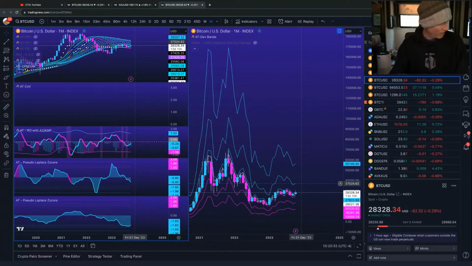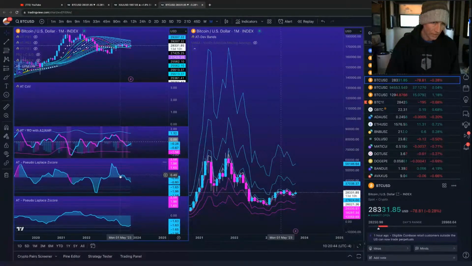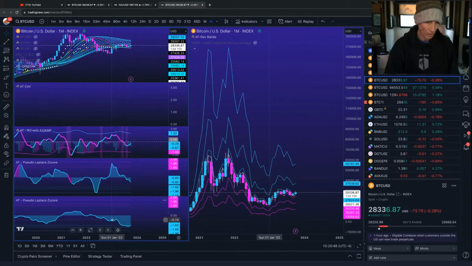Remember last time Bitcoin ran to 70, everybody's like, oh yeah, not happening. It just kept climbing, man. But at some point, right, the big boys took profit. There's hidden divergence everywhere, both Z-scores, returns oscillator. Look out, man.